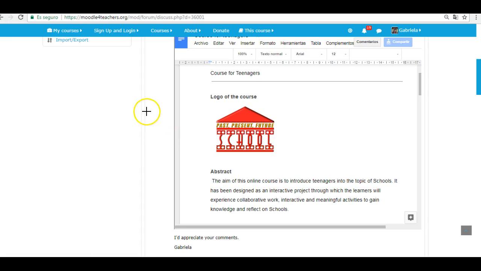The logo of our course is this. It's called Past, Present and Future. After discussing and suggesting different ideas about our course, we finally agreed on Olga's idea, who suggested the topic of schools, which sounded very interesting. The idea to introduce teenagers into this topic was designed as an interactive project through which the learners will experience collaborative work, interactive and meaningful activities to gain knowledge and reflect on schools, not only on the present schools, but also about the past and the future schools.